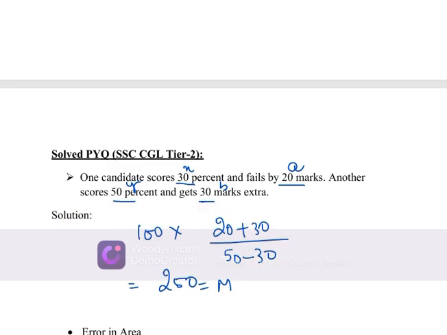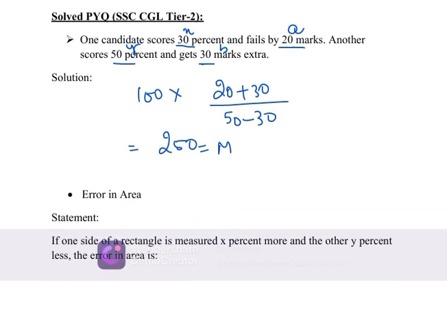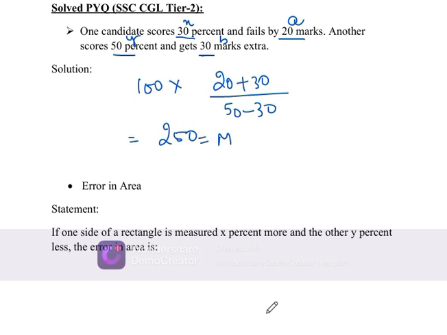Now moving on to the next topic, which is error in area. If the side is increased or decreased by some percent, what happens to the area? If one side of a rectangle is measured x% more and the other is y% less, what change is there in the area of the rectangle? It is the same as the first formula which we studied in the video, which is x minus y minus x into y divided by 100. You have been using this formula repeatedly in different topics. The application of this formula is very vast based on increase and decrease percent.